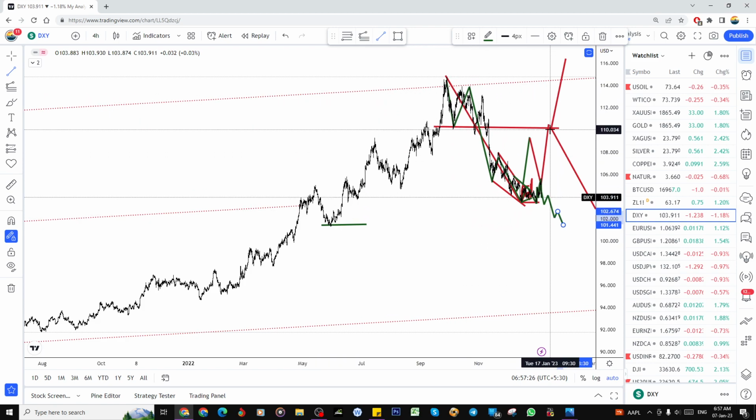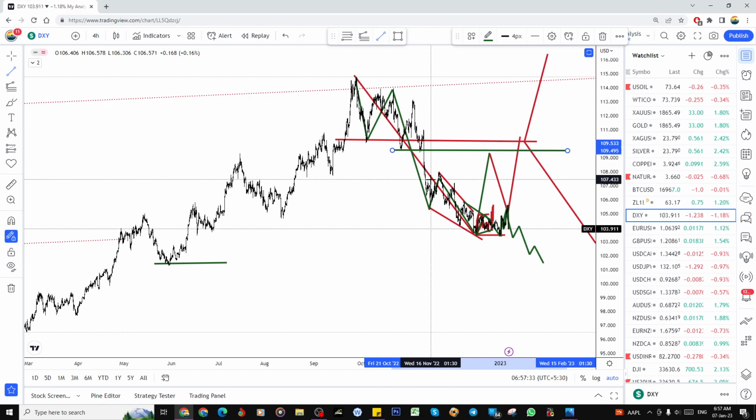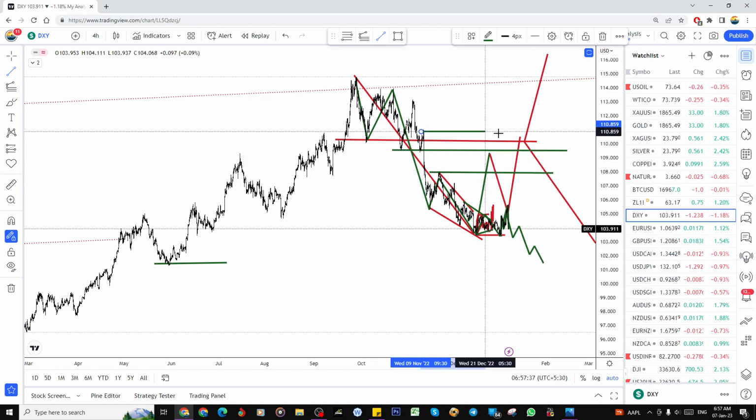Or from here it can reach up to 108 or 110 in this zone. I'm looking for this zone, and the first target could be like this, and the second target may be like this.